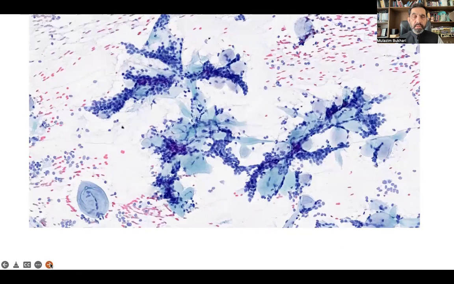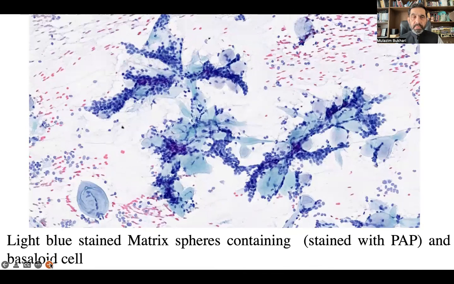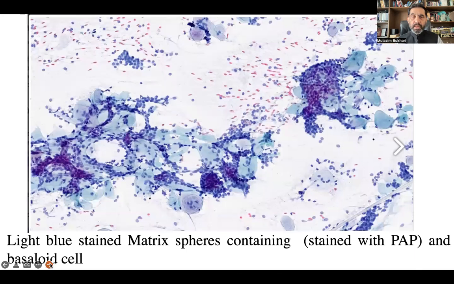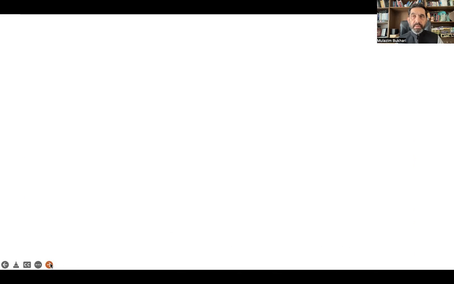This is the PAP stain, light blue stain, with matrix globules. The same metachromasia you can see in a different stain. This was again the PAP stain, with similar pictures of spherules, spheres, and basaloid cells.